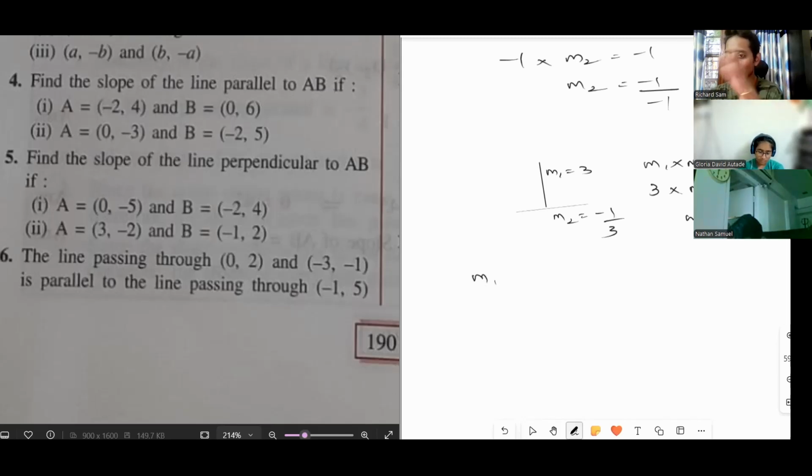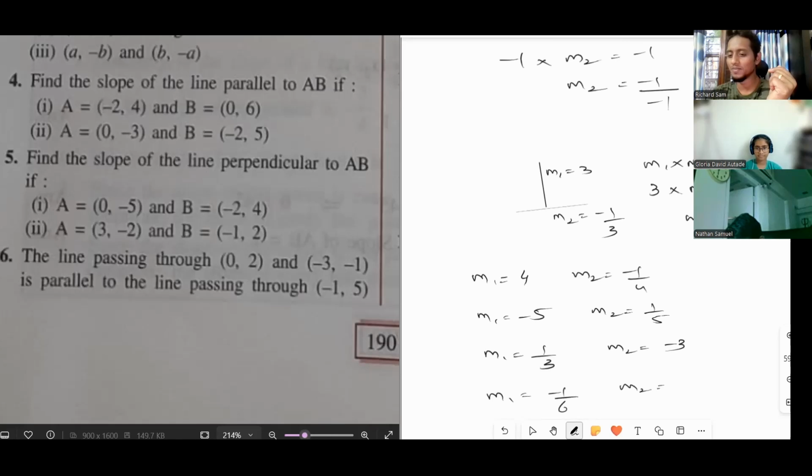Let me ask you some more, now without the formula. If m1 is 4, then what is m2? Minus 1 upon 4. What if m1 is minus 5? Then m2 is 1 upon 5. Minus will become plus. What if m1 is 1 upon 3? Then m2 is minus 3. What if m1 is minus 1 upon 6? Then m2 is 6. You understand? Reciprocal and change the sign. Even though you know it in the mind, you still have to show it using this formula. Is that clear, everyone? Aman, is that clear? Yes.